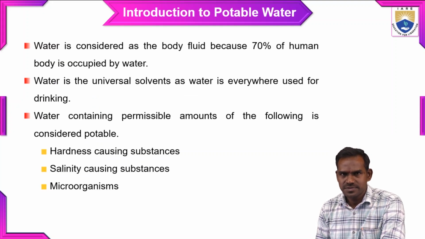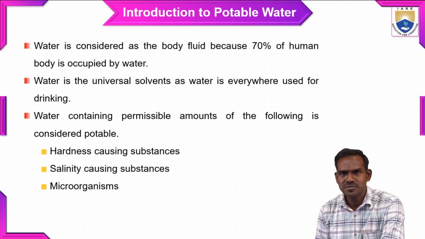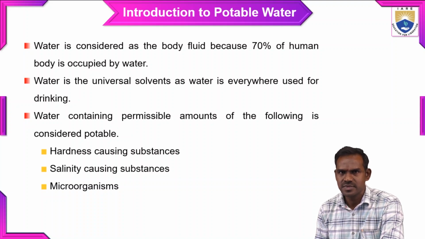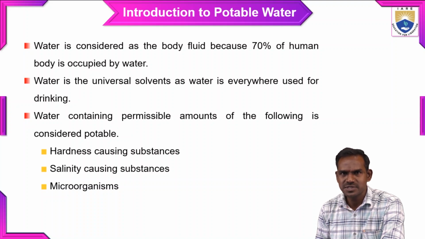Introduction to potable water. As you all know, potable water is nothing but drinking water. The water which is used for drinking without having any kind of hardness causing or salinity causing substances or microorganisms in water. So, in order to drink water, the water should have certain permissible limits of certain things: number 1, hardness causing substances; number 2, salinity causing substances; number 3, microorganisms.